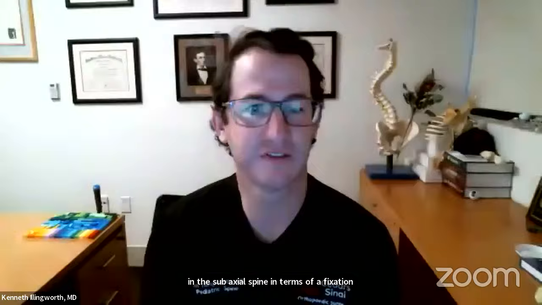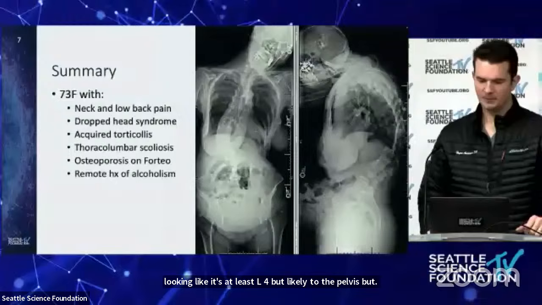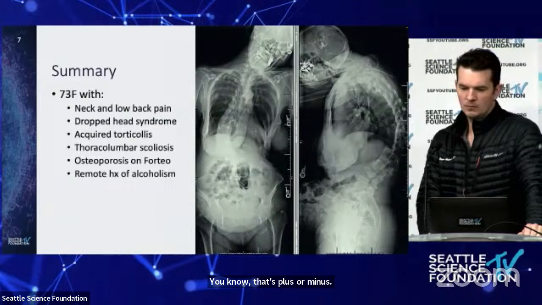Plus or minus to the pelvis, I agree with you that it's looking like it's at least L4, but likely to the pelvis, but that's plus or minus. Yeah. So you have two main problem areas. It's a great discussion by Ken. Cervical thoracic, thoracolumbar, all together, what would you do?